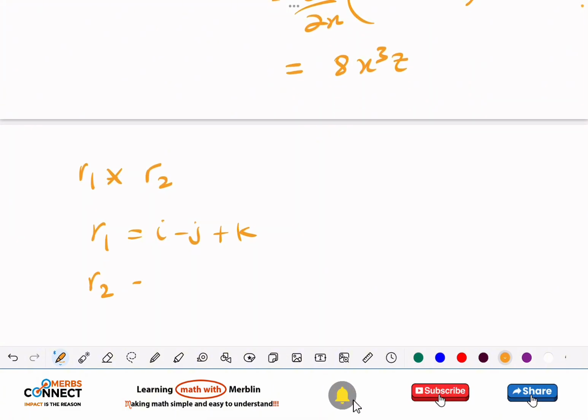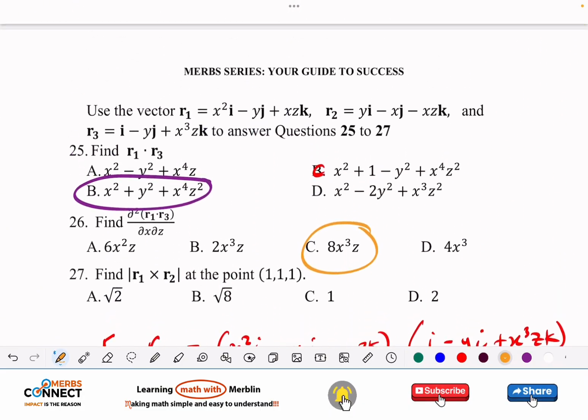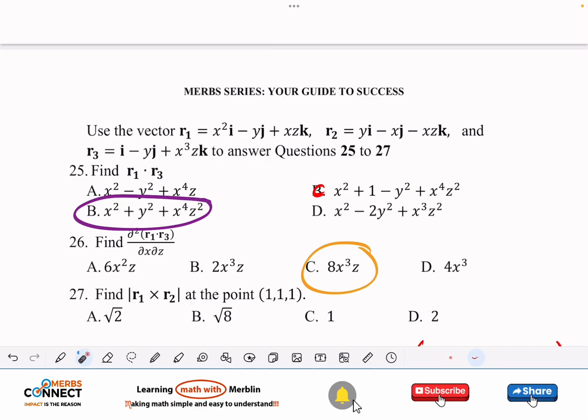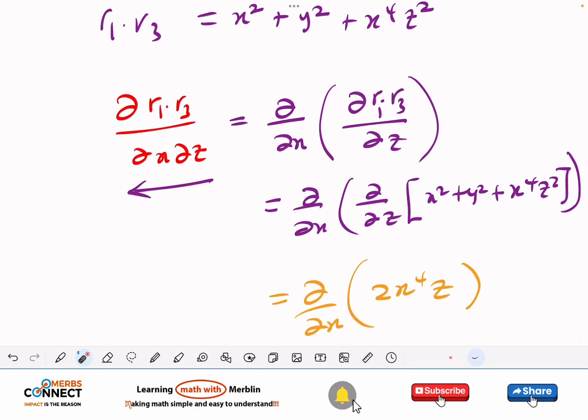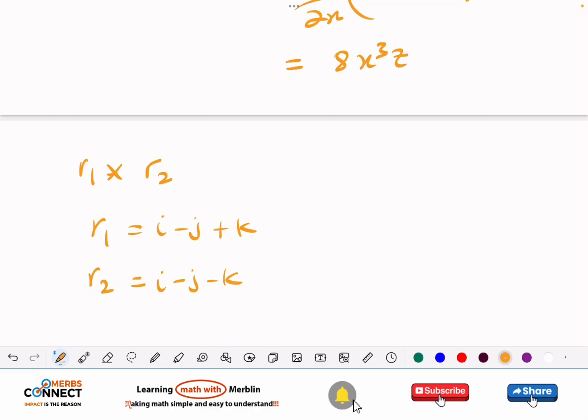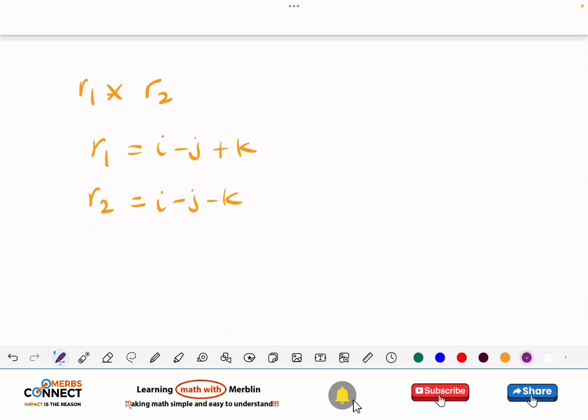Then let's find R2. What is going to be R2? Put 1, 1, 1 inside. So this is going to give us i minus j minus k. You see that this one becomes very simple to find the cross.